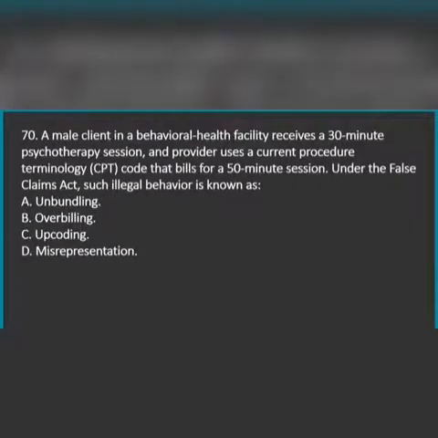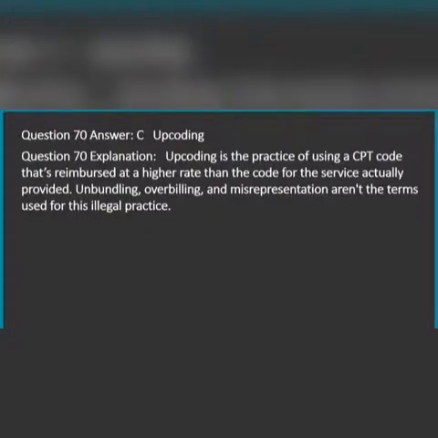Question 70. A male client in a behavioral health facility receives a 30-minute psychotherapy session, and the provider uses a current procedural terminology, CPT, code that bills for a 50-minute session. Under the False Claims Act, such illegal behavior is known as A. Unbundling. B. Overbilling. C. Upcoding. D. Misrepresentation. Question 70 Answer: C.